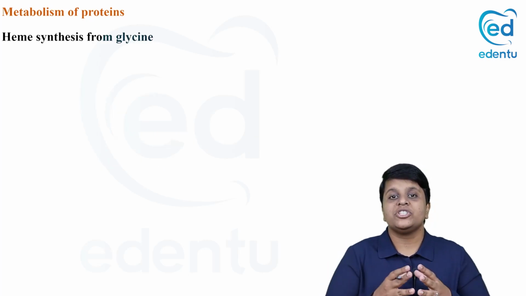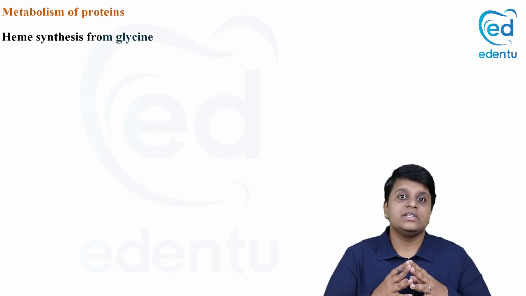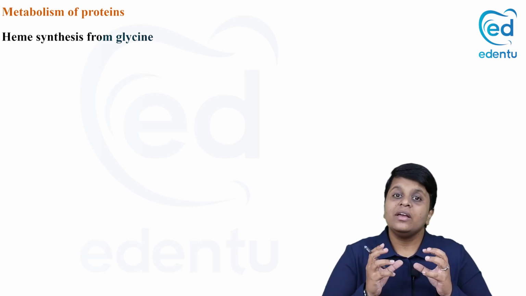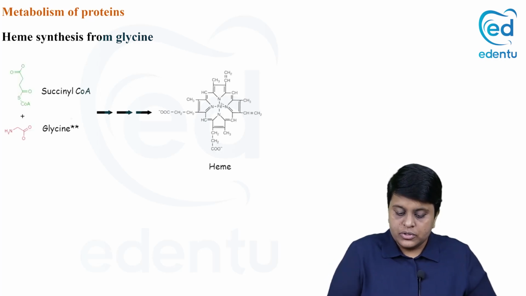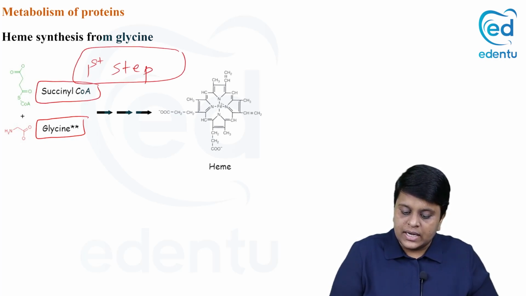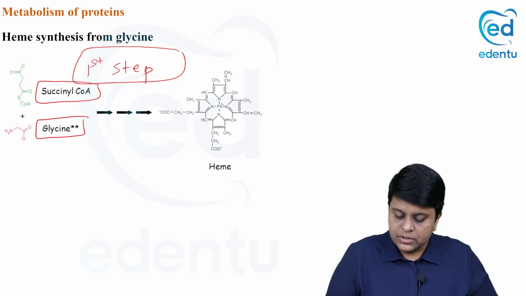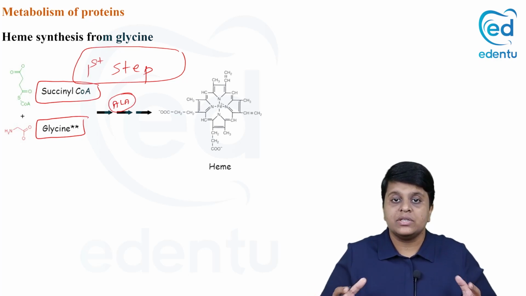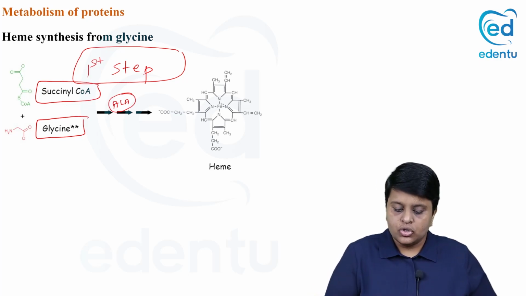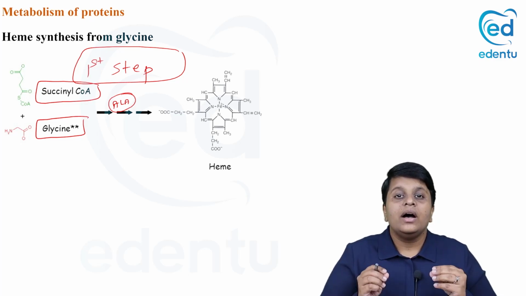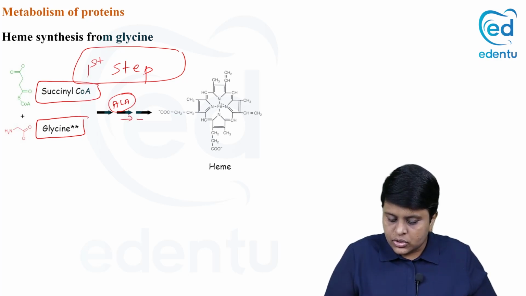Then you have the next special compound, which is heme synthesis. Heme synthesis is again a very huge pathway, but here we will see the step where glycine is used. The first step of heme synthesis is glycine and succinyl-CoA joining to form something known as ALA, aminolevulinic acid. These steps in detail will be discussed under heme metabolism.